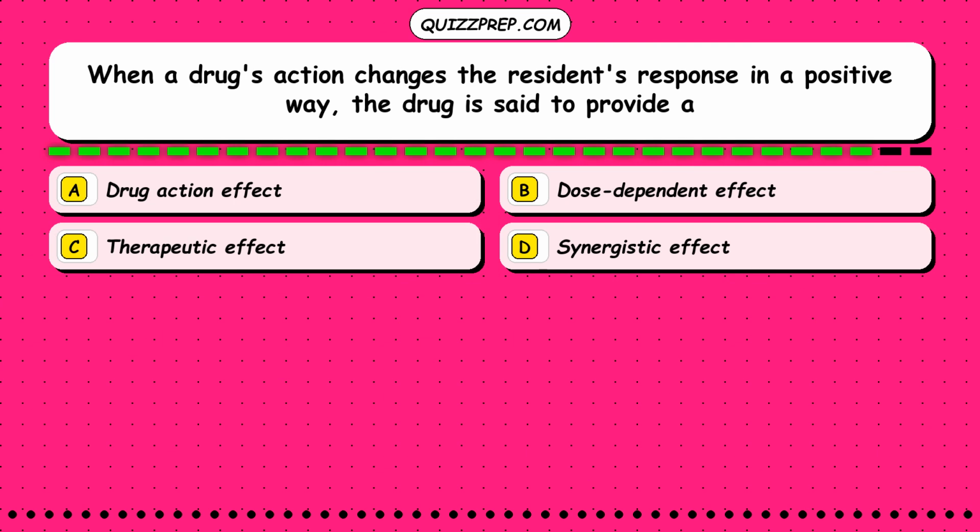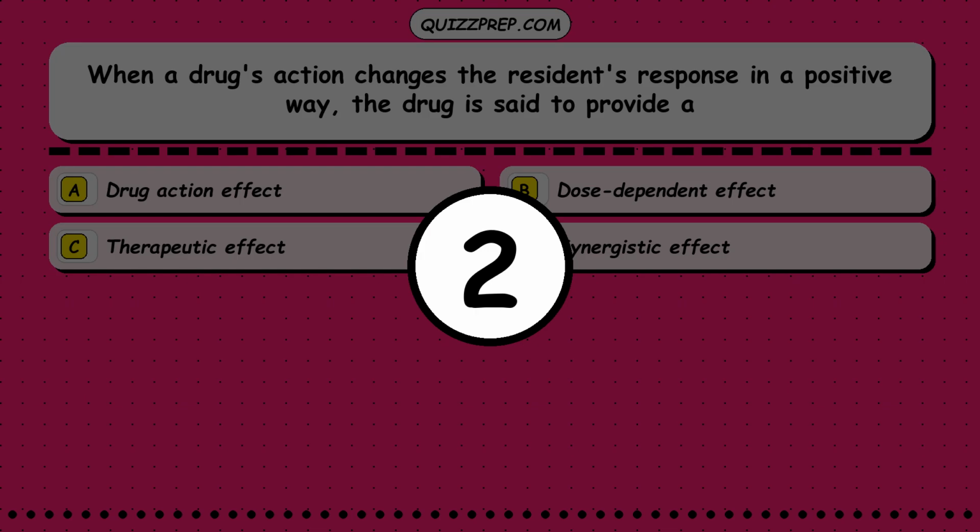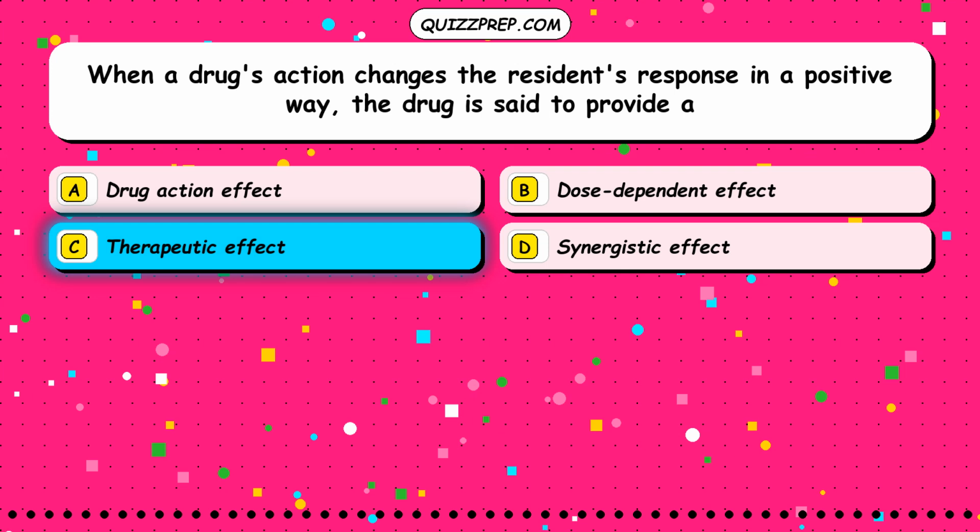Question 373. When a drug's action changes the resident's response in a positive way, the drug is said to provide a option A, drug action effect. Option B, dose-dependent effect. Option C, therapeutic effect. Option D, synergistic effect. The correct answer is option C, therapeutic effect.